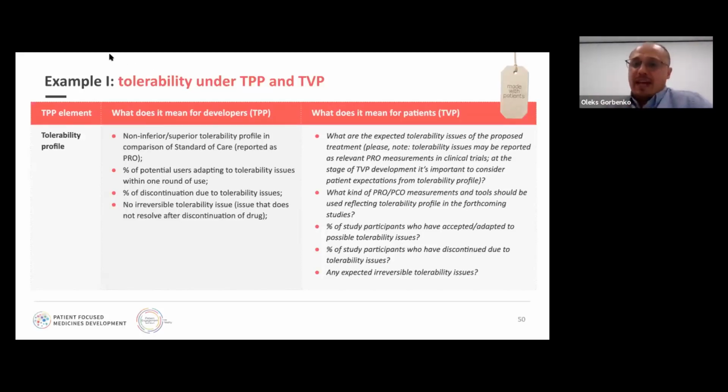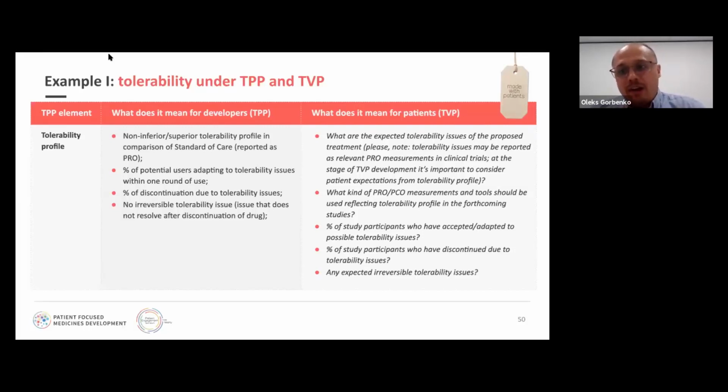But if you look to the right-hand side, what does it mean for patients? The questions are formulated in an absolutely different way, with an absolutely different connotation. So any expected irreversible tolerability issues. The patient is asking if we expect something. Or the percentage of study participants who withdrew from the treatment due to tolerability issues, or what kind of patient-reported outcomes should be used to measure tolerability.